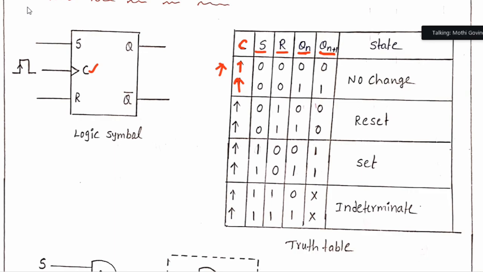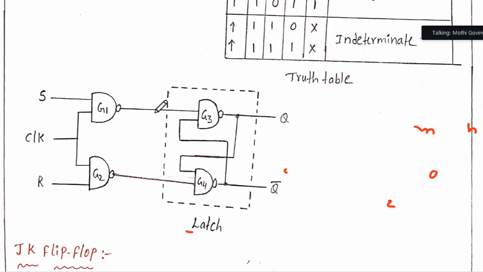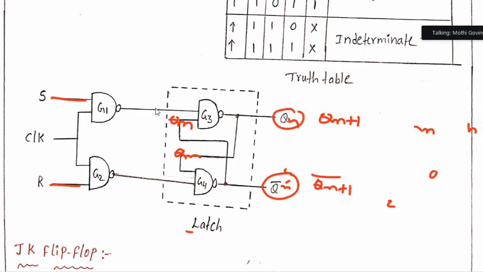Directly I am explaining here. These two are the present inputs, and this is a past output. When we give present inputs S and R, along with the past output Qn bar, it will produce the next state output Qn plus 1 bar. The outputs are always complemented with each other.